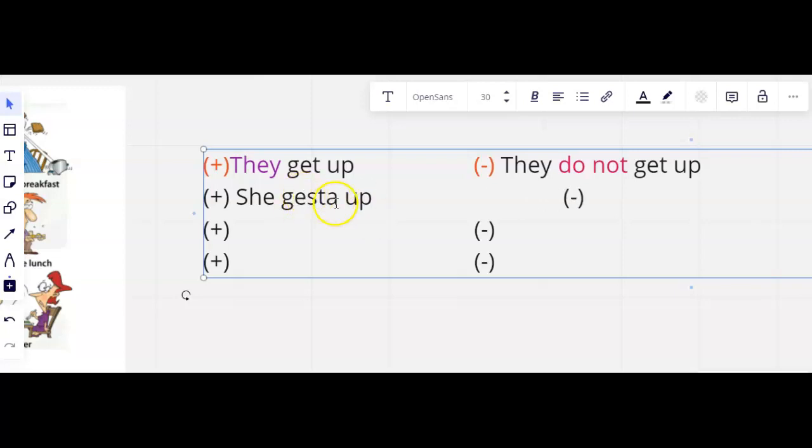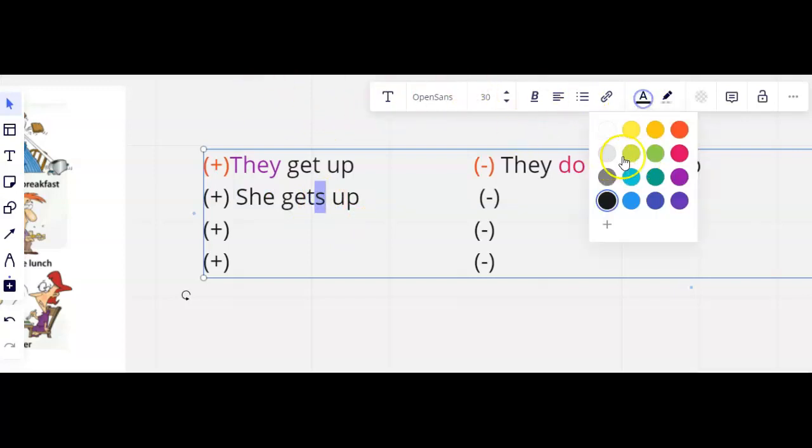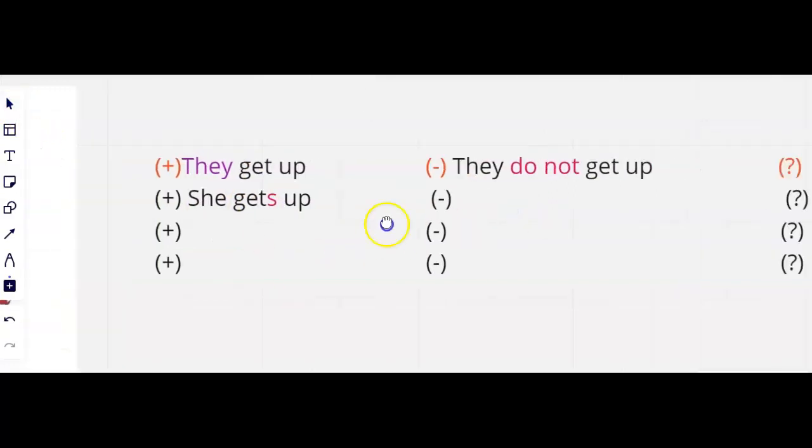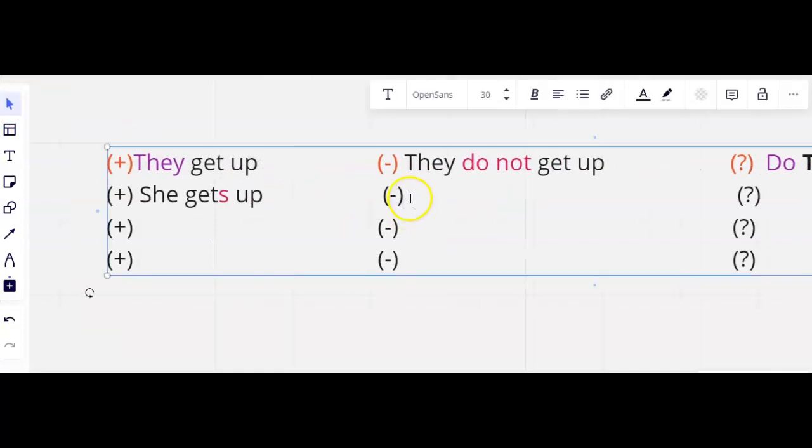She gets up. Okay, she gets up. So it's going to be like that because we're talking about third person. In that case, I'm adding the s on this verb. That's basically it. If I have the negative way for that same sentence, how is it going to be?